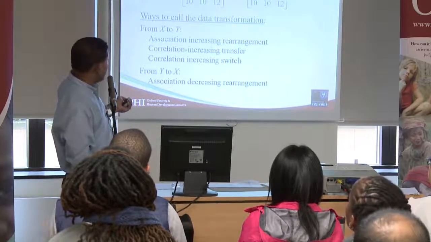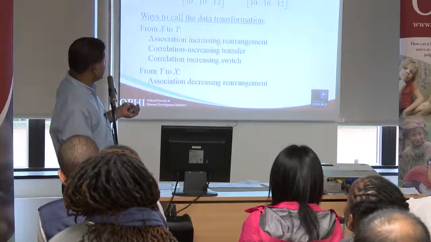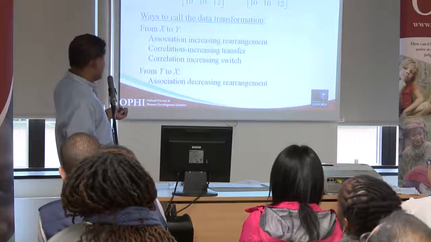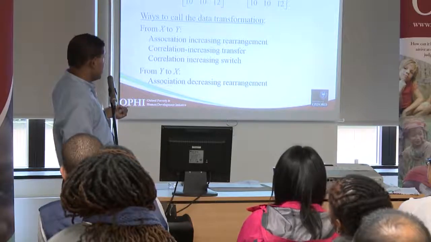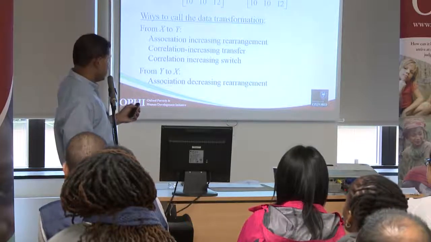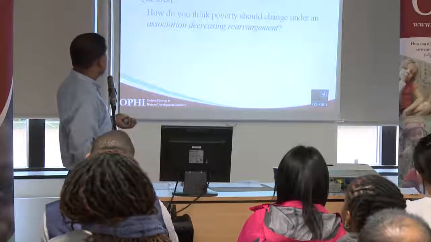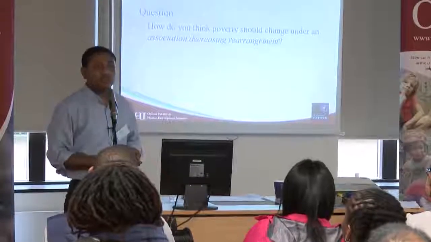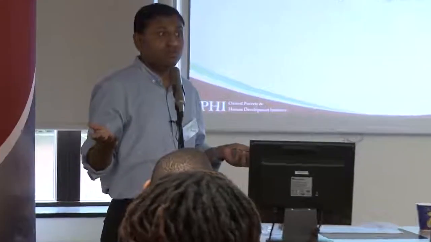So if you move from X to Y, in the literature it is variously known as association increasing rearrangement, correlation increasing transfer, correlation increasing switch, and so on. And if you move from Y to X, it's called association decreasing rearrangement. And this is the concept that Sabina and James use in their paper. So the question then is, I'm just moving fast, how do you think poverty should change under an association decreasing rearrangement? So if you move from your right to left, how should poverty change? That's the question.